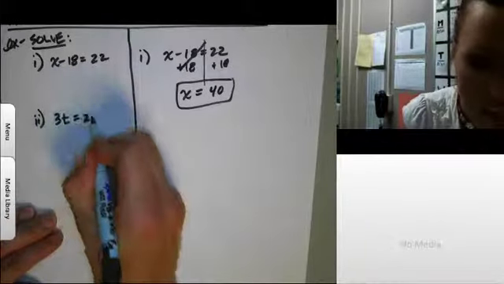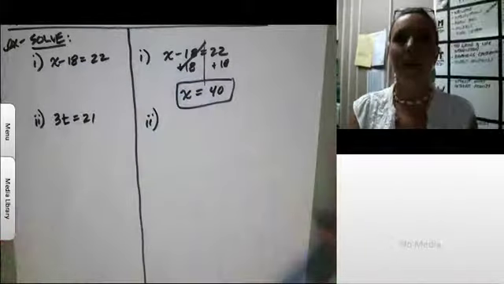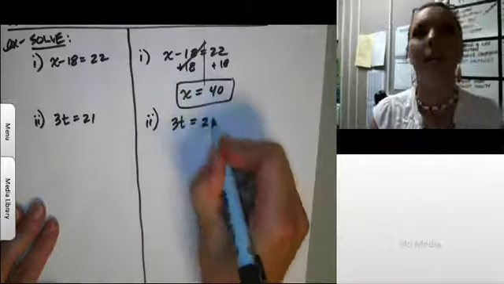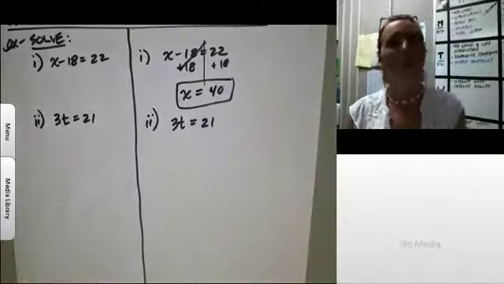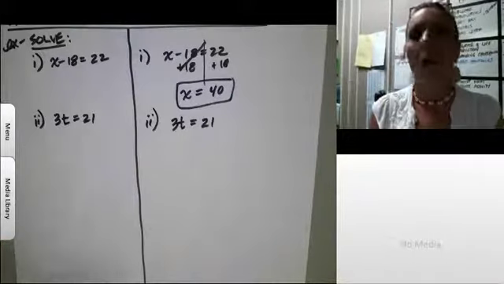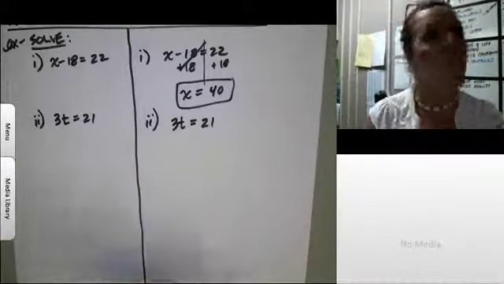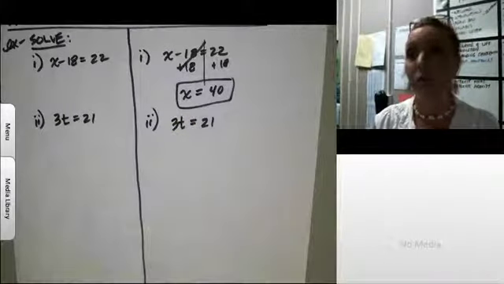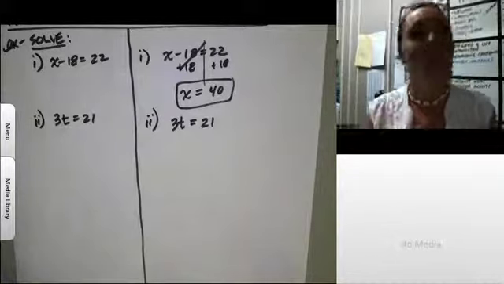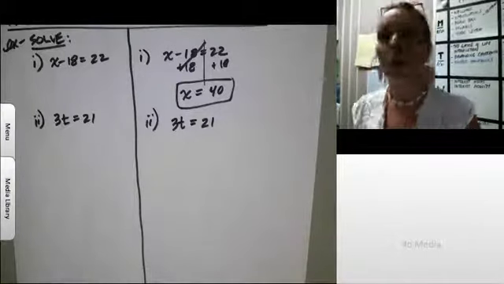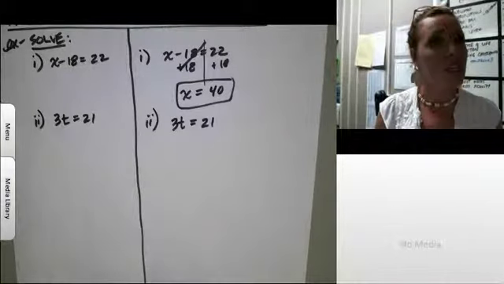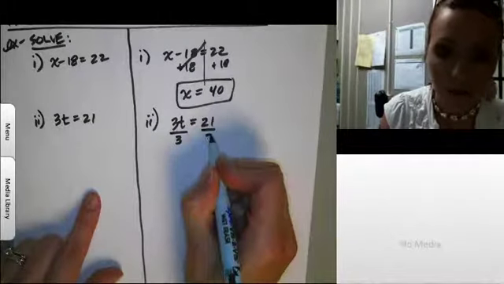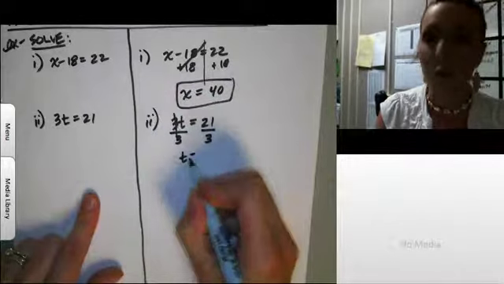3t equals 21. This says 3 times t. So you're looking for what operations are being done currently to the variable that you're solving for, and you want to do the opposite of what's being done. So this says 3 times t equals 21. The opposite of multiplication is division. So we are dividing both sides by 3, and t equals what? 7.